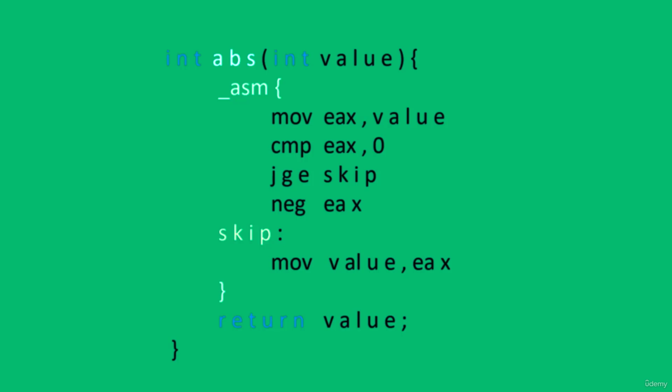The bad thing is that in assembly we cannot define functions, and we also cannot directly return a value. So that is why there is this line, mov value, eax. And value is a variable in C++, whatever is stored in the EAX register.